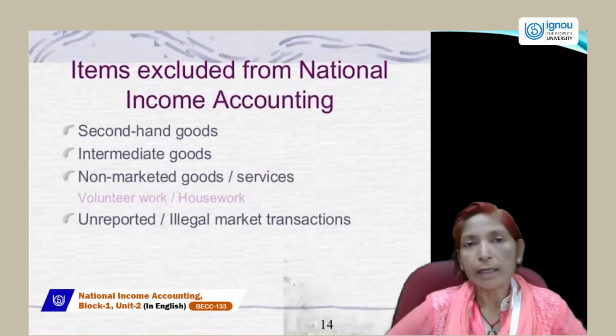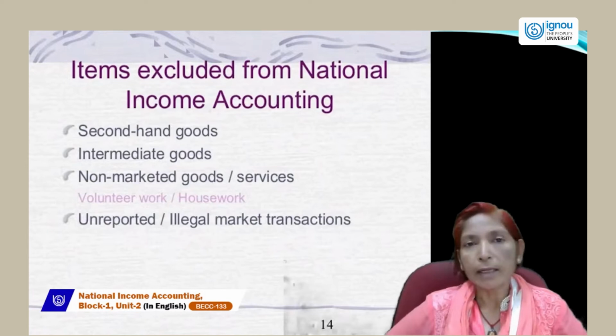Now next is what items we should exclude from national income accounting. The first item we should exclude is second hand goods. Second hand goods are not included in the estimation of national income because when a fresh good is produced for the first time, that is included in the estimation of national income. If that commodity is sold again and again, or second hand goods are sold or purchased, that is not estimated in national income accounting, otherwise the double counting problem will occur.